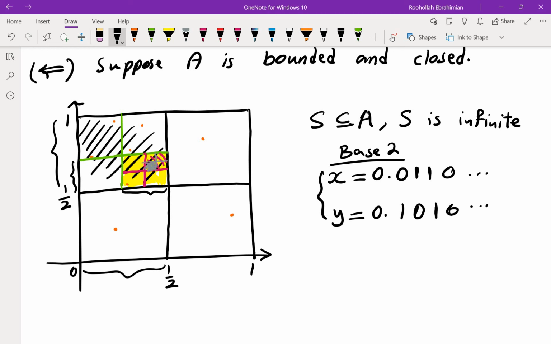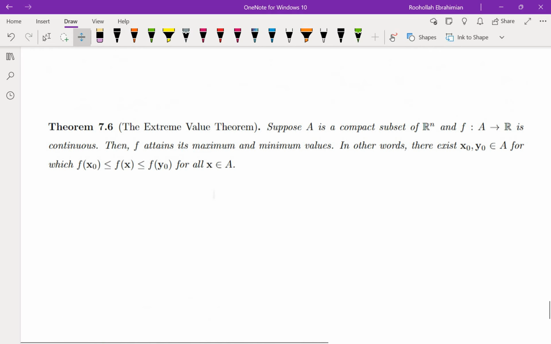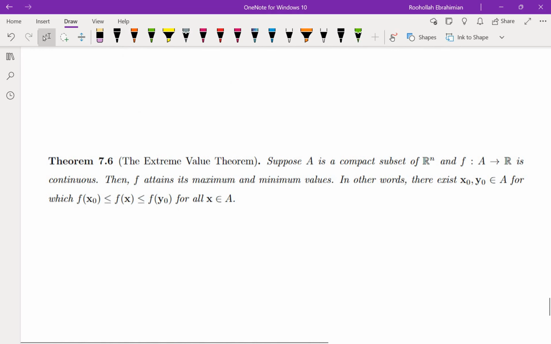Now there are some details, such as why these x and y are actually going to give us real numbers, because we are implicitly using base 2, and why these things are going to approach a real number, and that requires the completeness axiom. But that's really basically the proof. Okay, so that's very interesting.